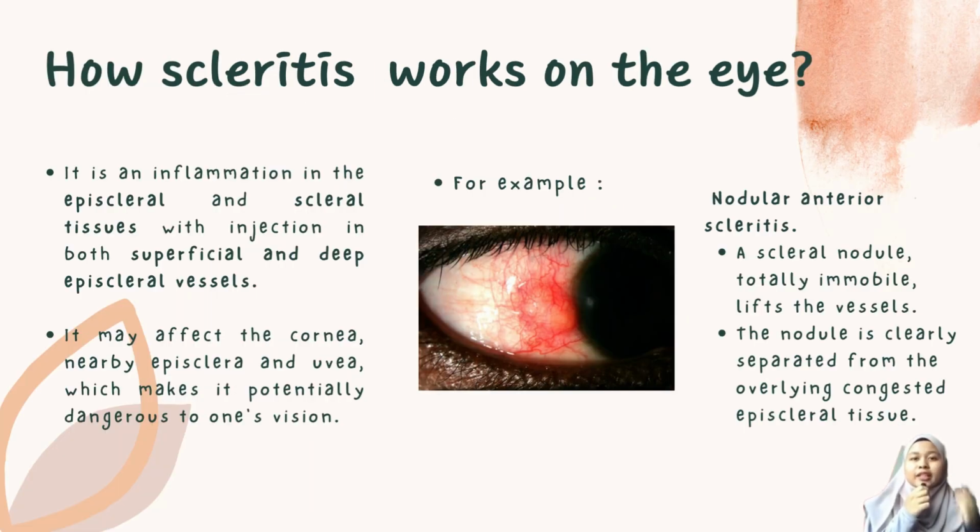So how does it work in our eyes? Basically, scleritis happens when there is an inflammation in the episclera and scleral tissue, with injection in both superficial and deep episcleral vessels. It may involve the cornea, adjacent episclera, and the uvea, and it can be vision threatening. For example, in this slide, nodular anterior scleritis. A scleral nodule, totally immobile, leaves the vessels. The nodule is clearly separated from the overlying congested episcleral tissue.